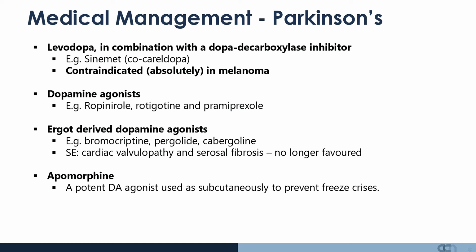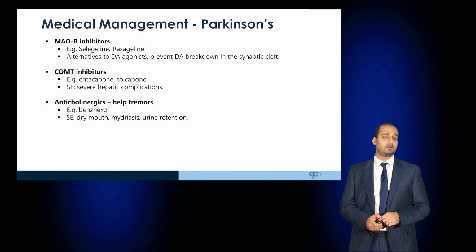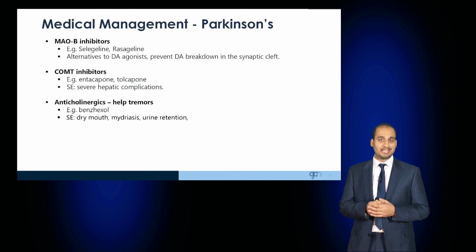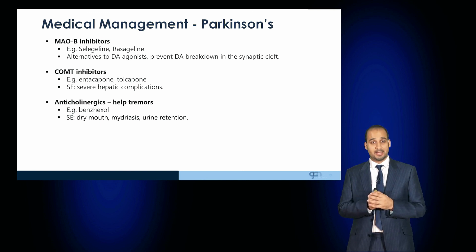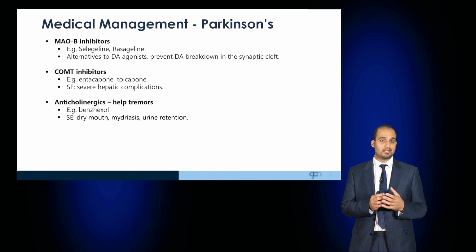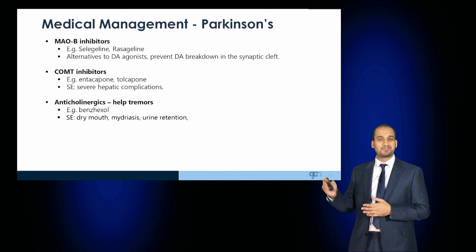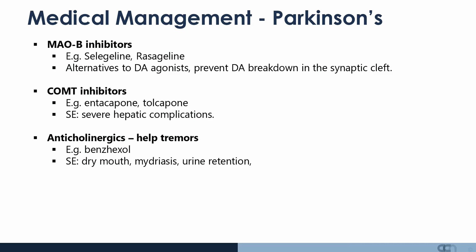If the patient has a propensity to have freezing crises, apomorphine can be used subcutaneously as a dopamine agonist to try and prevent these crises. Other drugs include monoamine oxidase B inhibitors such as selegiline and rasagiline, and these are alternatives to dopamine agonists. These prevent the breakdown of dopamine in the synaptic clefts. COMT inhibitors such as entacapone and tolcapone are also useful, but have severe hepatic complications. If a tremor is a major issue for the patient, anticholinergics such as benzhexol can be used, but these will result in classic anticholinergic side effects such as a dry mouth, mydriasis and urine retention.